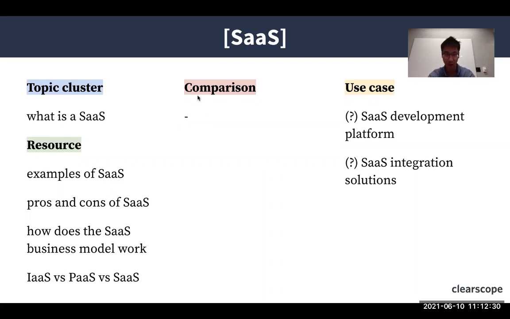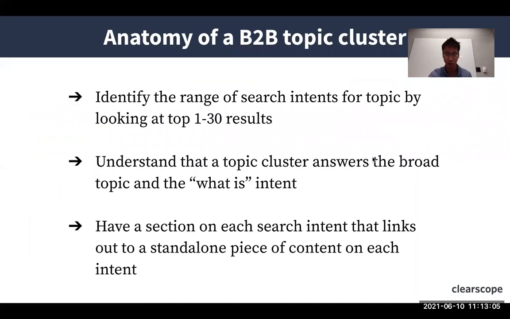You can see here that I did not find any comparison pages because people aren't saying, oh, best SaaS software. SaaS itself is just a concept. And so a best SaaS software comparison page would be kind of irrelevant for this particular topic. Now, the use cases, I did see a few of those show up. We had SaaS development platform, where somebody gives you the foundational building blocks of building a SaaS, and then SaaS integration solutions as another potential use case.